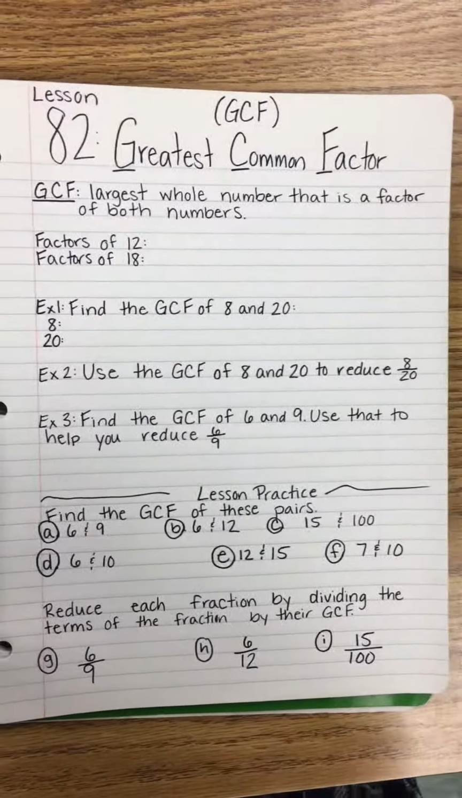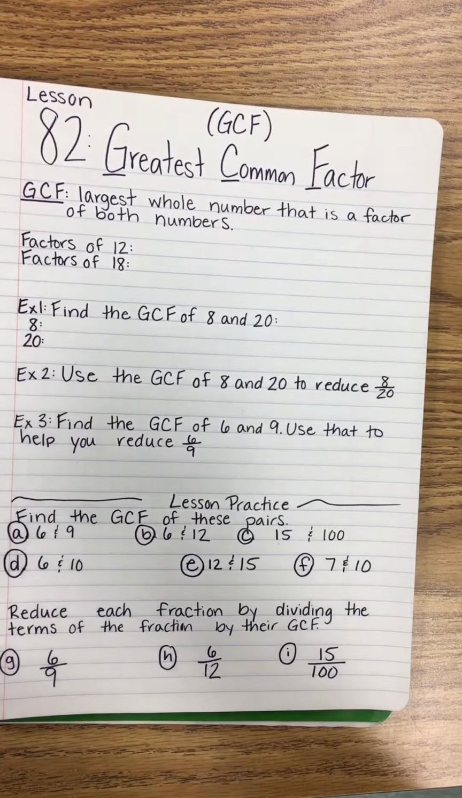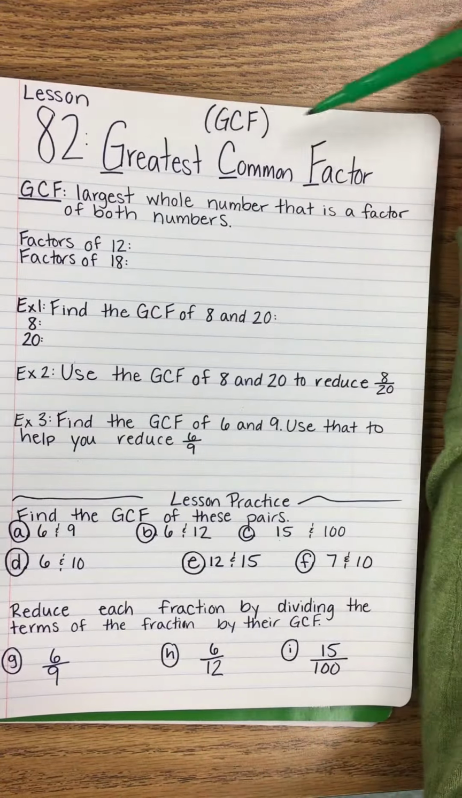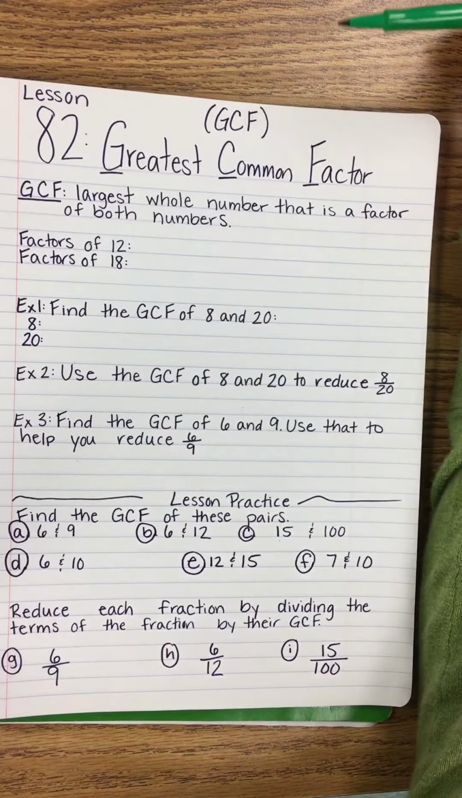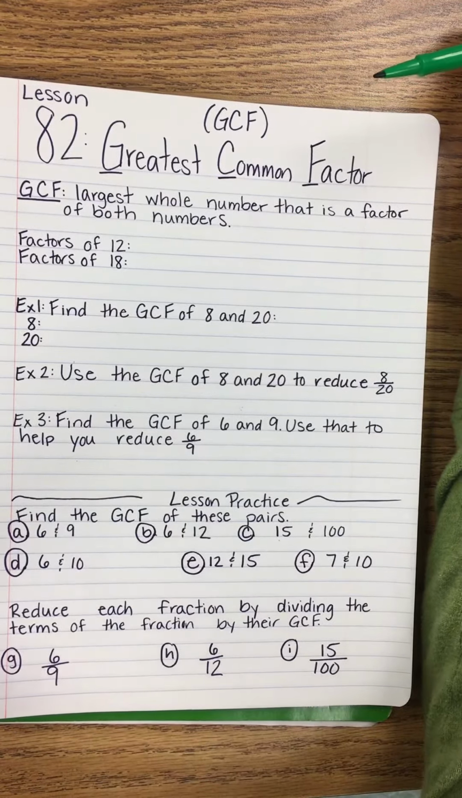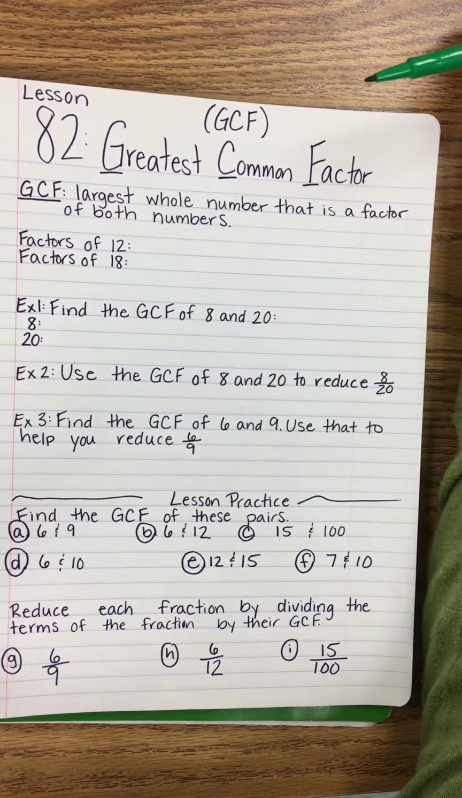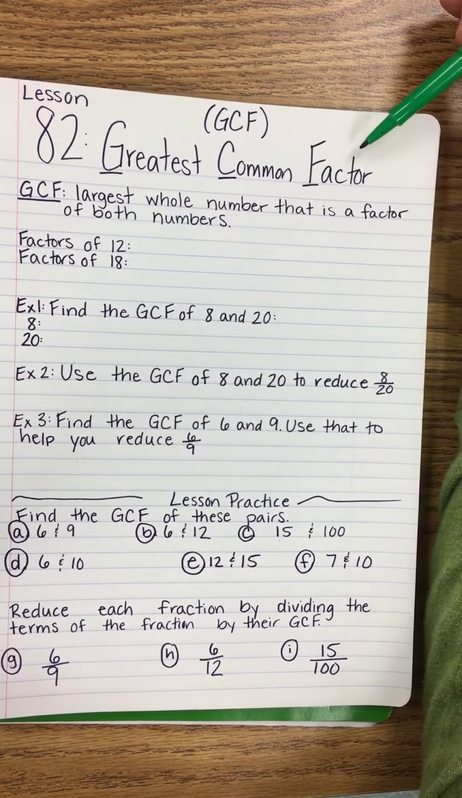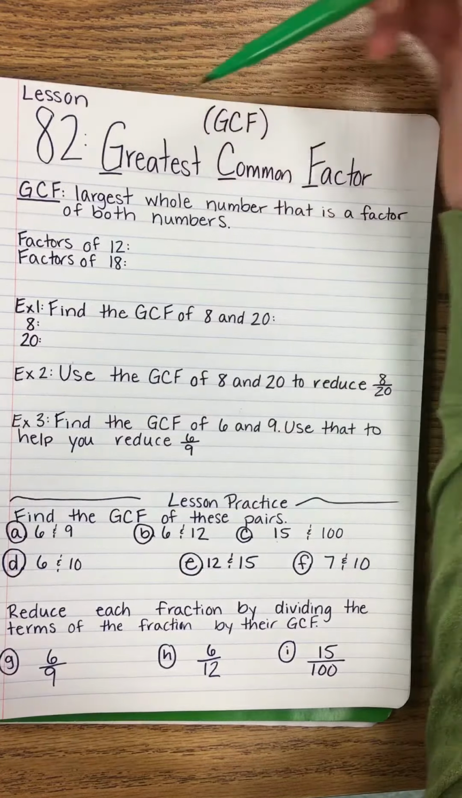Lesson 82. It's called Greatest Common Factor, or GCF. We've practiced finding the factors of whole numbers. In this lesson, we're going to practice finding the greatest common factor, or the GCF.